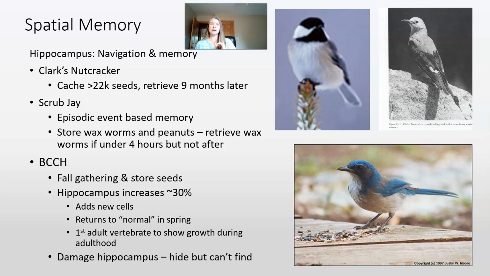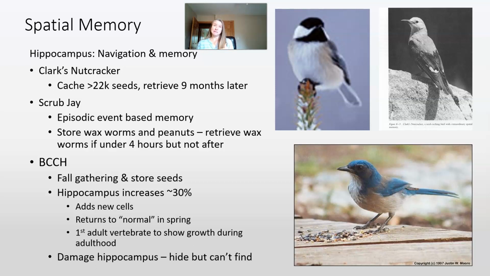The hippocampus size increases in the fall when chickadees are gathering and storing seeds, so that hippocampus can actually increase in size by about 30%. It actually adds new cells and it returns to normal, so it gets rid of these cells in the spring. So when it doesn't need this expensive brain tissue, then it reduces that. And this is the first adult vertebrate to show growth of the brain during adulthood. Okay, so usually we think about this increase in brain size only occurring during development.